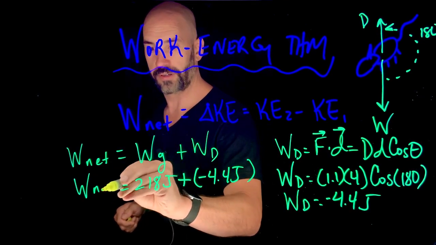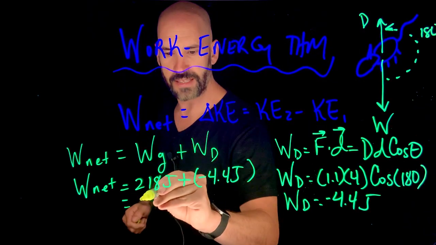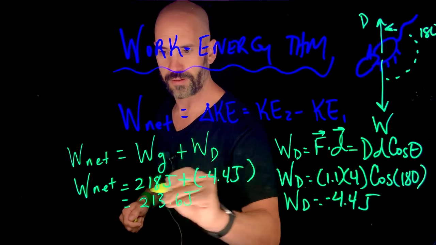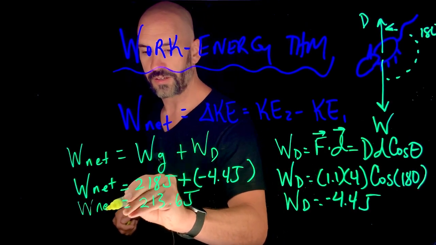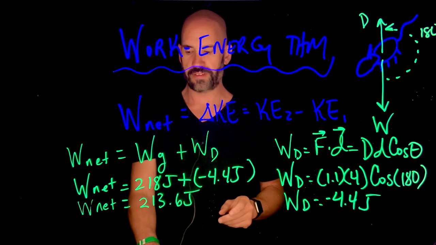So the net work is the sum of these two things. If I add these together, I believe I get 213.6 joules, okay? So the net work is 213.6 joules, okay? That's part A. We found the net work.